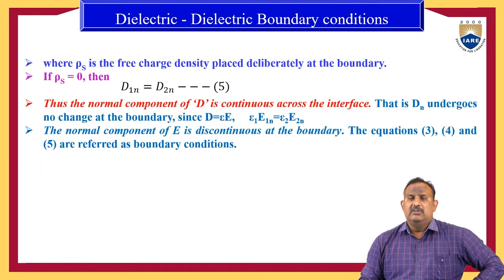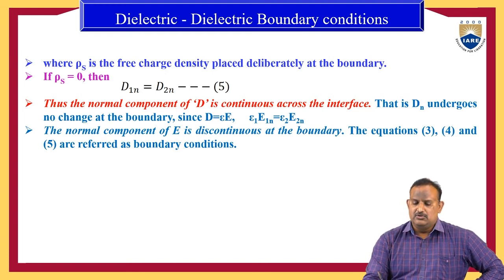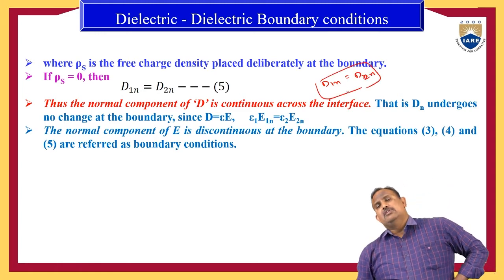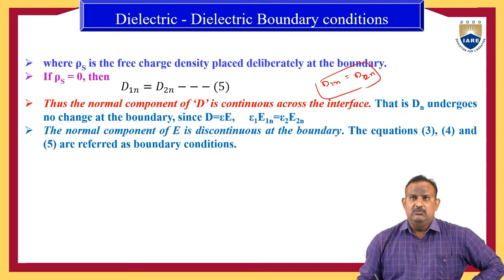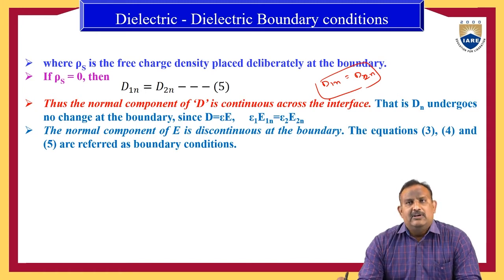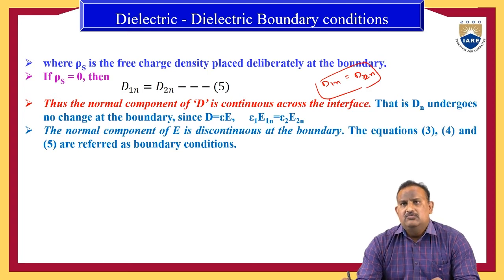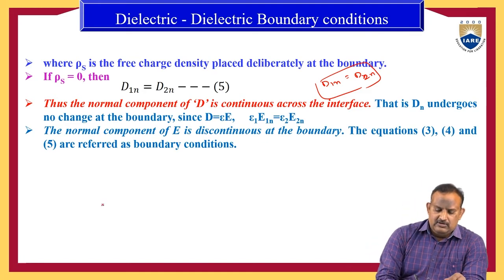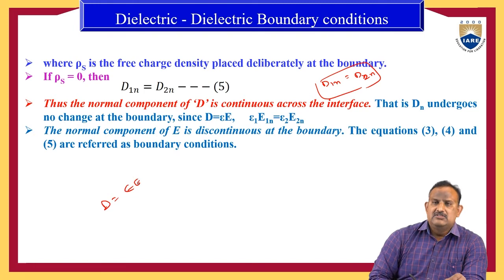So D1n minus D2n is equal to the surface charge density rho s. If we assume the surface charge density rho s equal to 0, then we have D1n equal to D2n. From equation 5, we can conclude that the normal component of electric flux density is continuous across the boundary. And we know that D is equal to epsilon E.